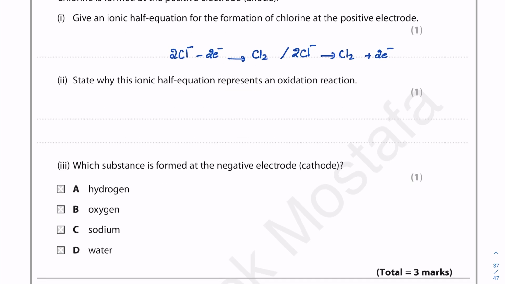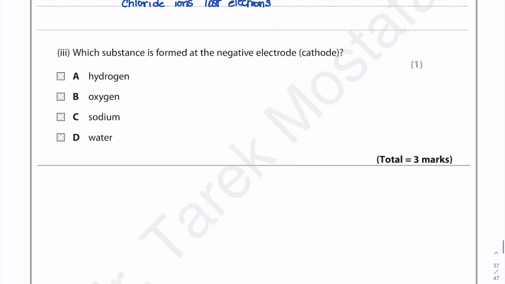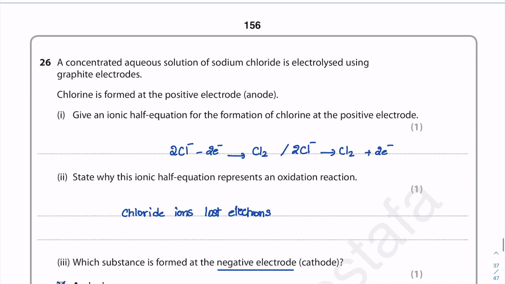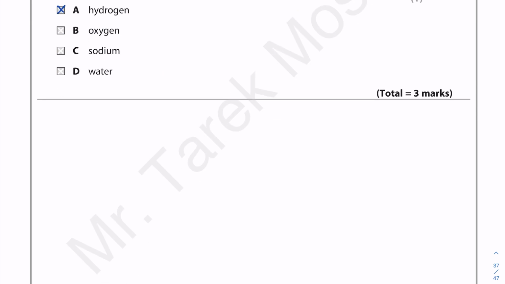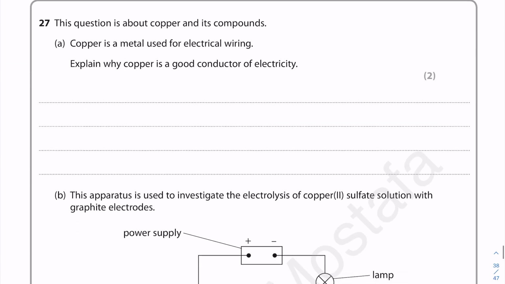State why this ionic half equation represents oxidation: عشان chloride ion lost electrons. طبعا ممكن نقولها chloride ion واحدة lose 1 electron. Which substance formed at the negative electrode؟ النيجاتيف دايما electrode بيطلع عنده الهيدروجين جاز، مفيش غير الهيدروجين جاز، ما انت بتشتغل على aqueous solution سواء كانت concentrated أو diluted كده بيطلع هيدروجين جاز عند الكاثود.